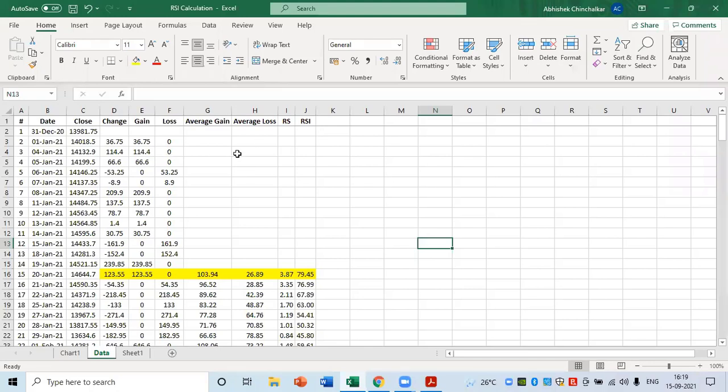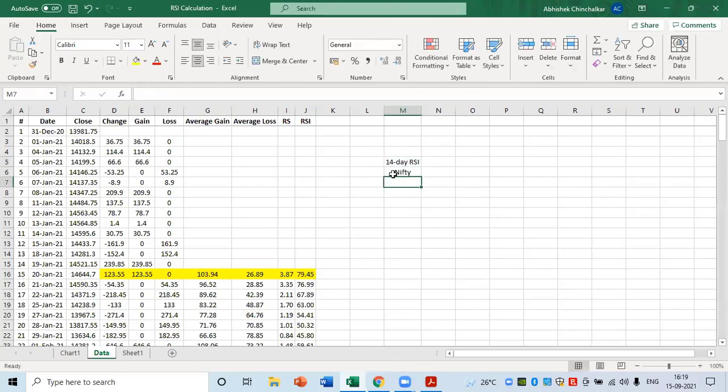So let me proceed. For the purpose of our calculation, I've calculated the 14-day RSI, and the underlying that I've chosen is Nifty. As I said, RSI is based on the closing price of the security. So closing price is what matters to the calculation.